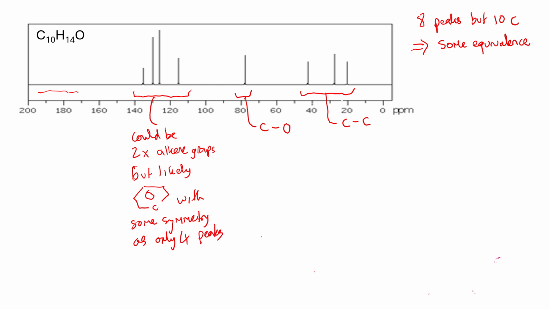Okay, so that's essentially what the carbon-13 tells us. And so now we're ready to move on to the proton NMR. And what we're going to look for straight away is evidence that will confirm whether or not there's indeed a benzene ring there, because that's generally very easy to spot in the proton spectrum.